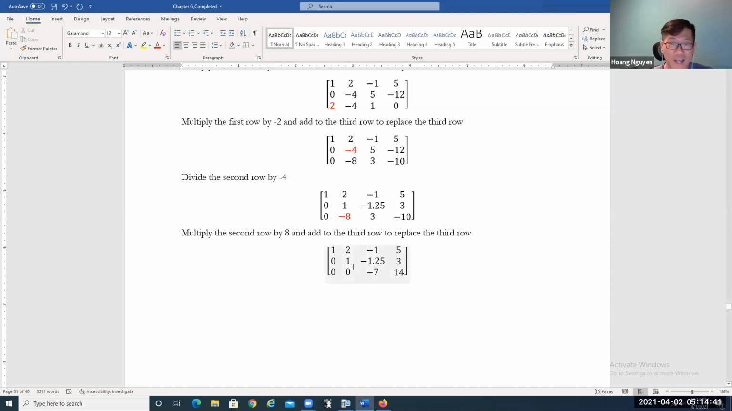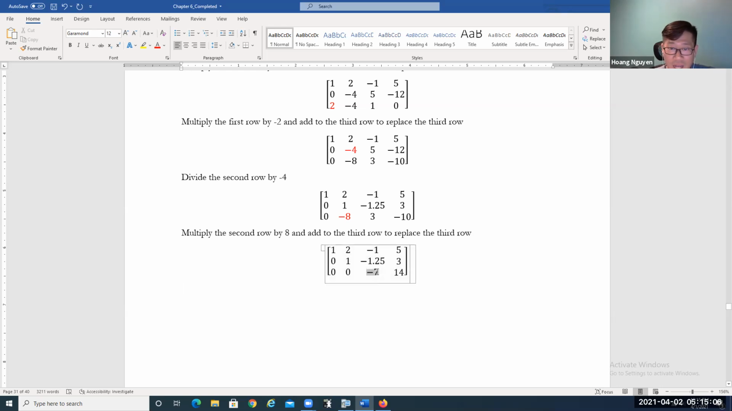Okay, so that's good. Now the second element on the main diagonal is already equal to 1, and the element below that is 0, so that's good. Now we're going to move on to the third element on the main diagonal.